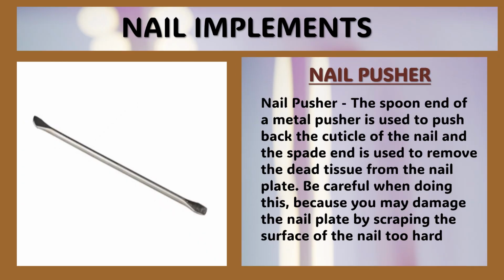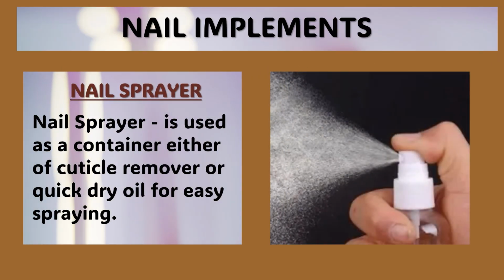Nail pusher. The spoon end of a metal pusher is used to push back the cuticle of the nail, and the spade end is used to remove the dead tissue from the nail plate. Be careful when doing this, because you may damage the nail plate by scraping the surface of the nail too hard. Nail sprayer is used as a container either of cuticle remover or quick dry oil for easy spraying.